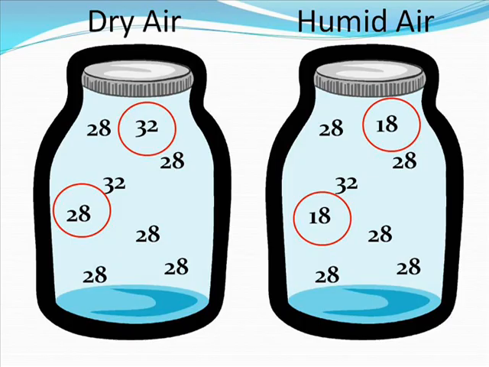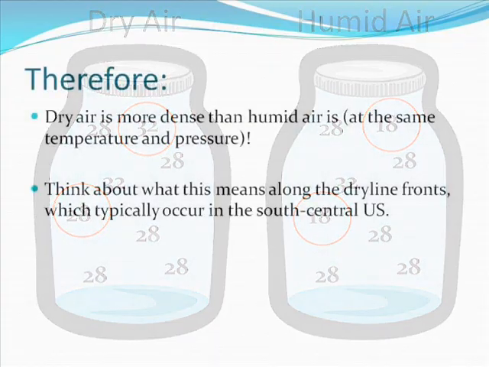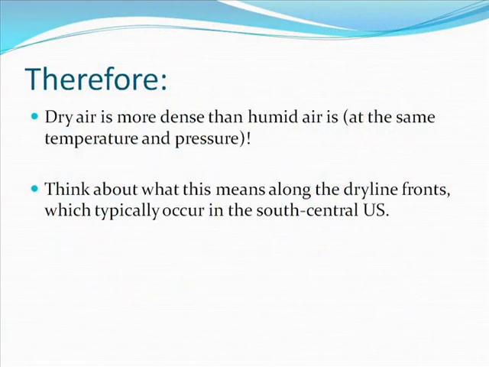That's because we have replaced a couple of heavy dry air molecules, like nitrogen and oxygen, with light water vapor molecules. Overall, for the whole jar, the weight of the air, or the mass of the air inside of the jar, has gone down once we have made the air humid. So our core message here is that the dry air is going to be more dense than the humid air, assuming we're talking approximately the same temperature and approximately the same pressure.